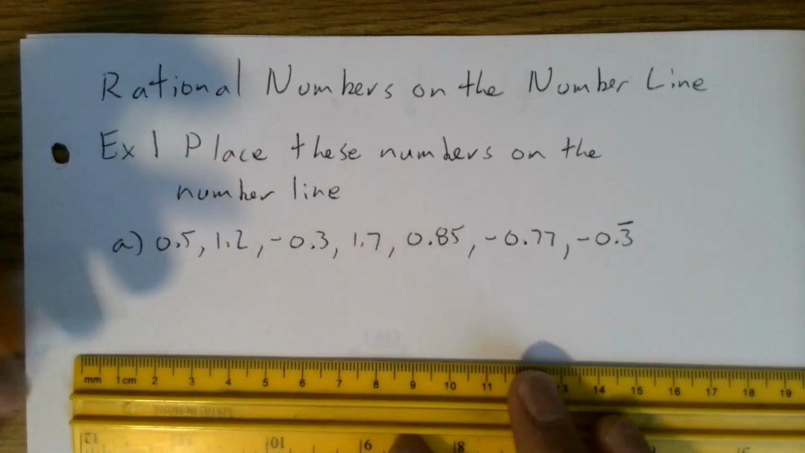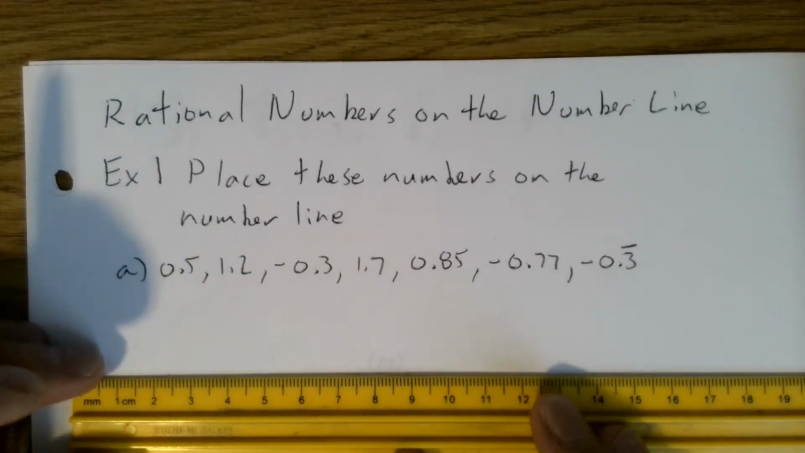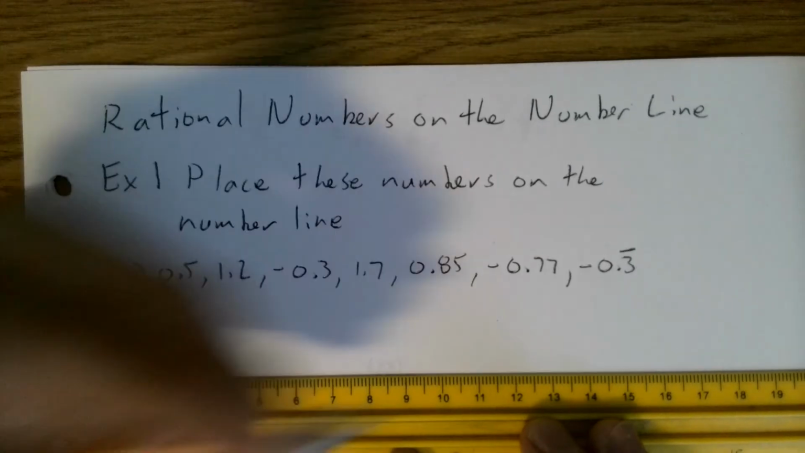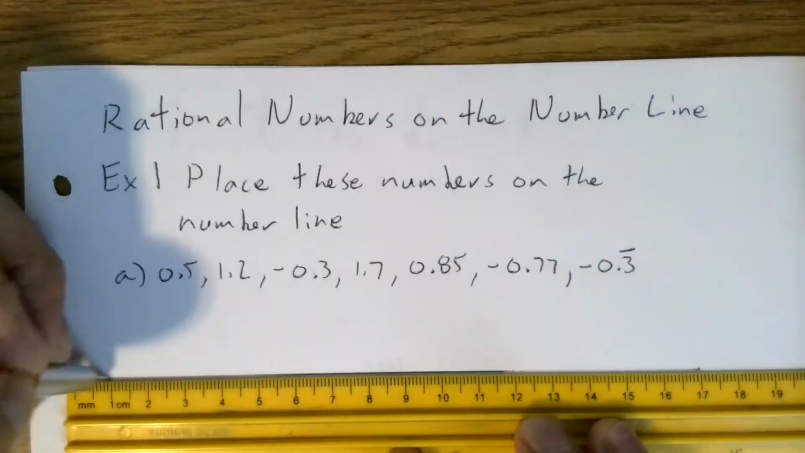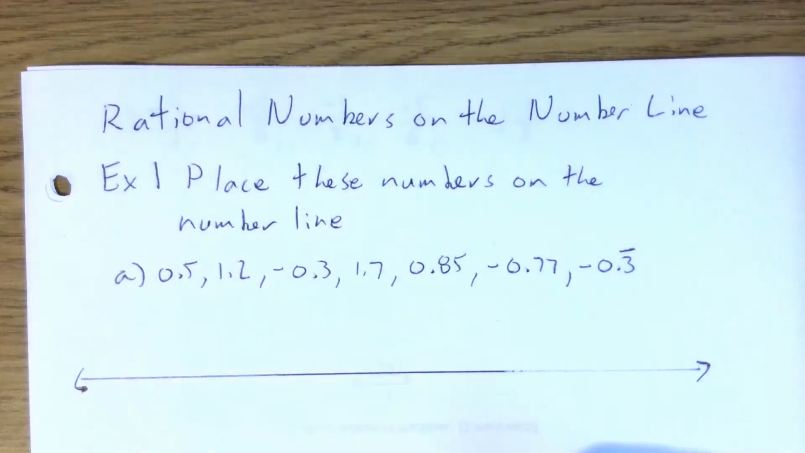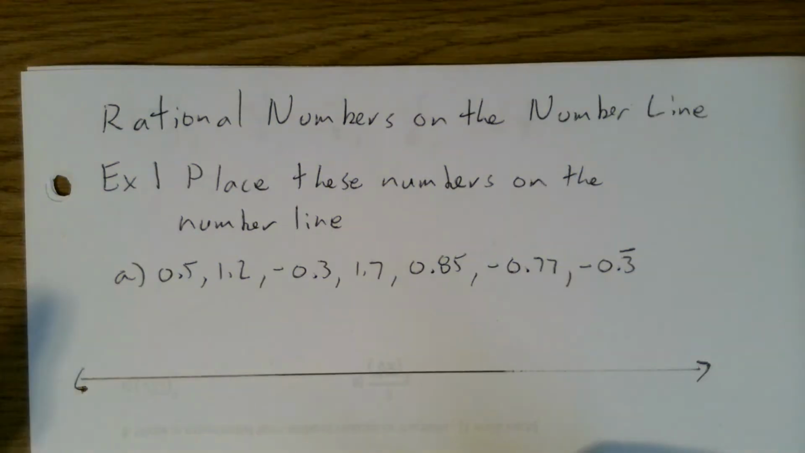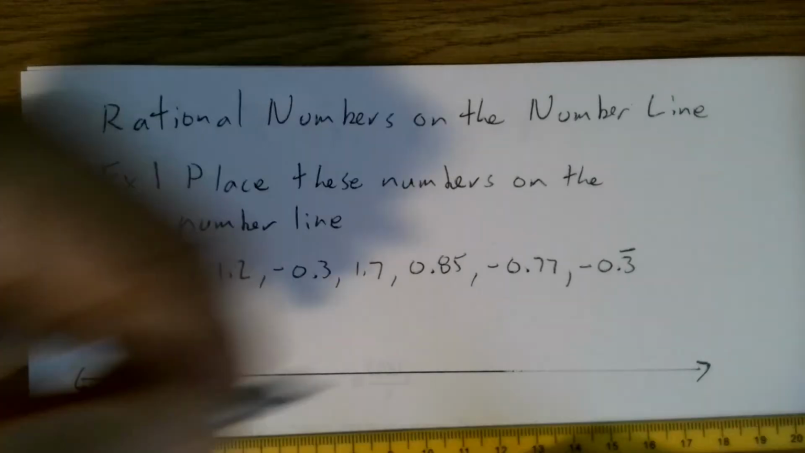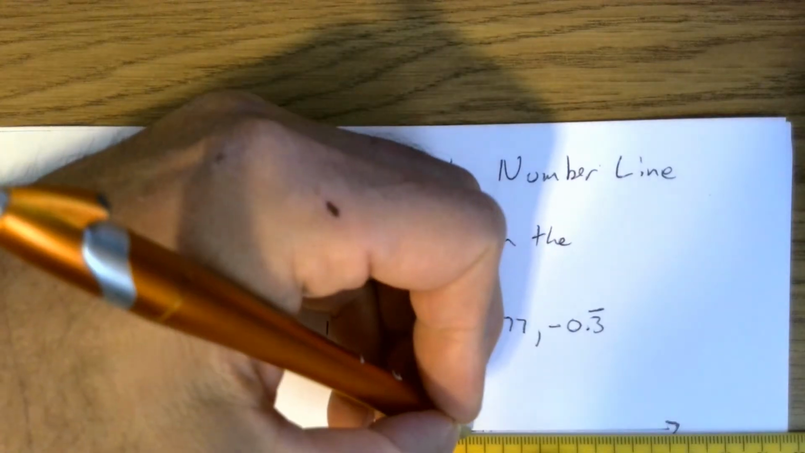You're going to want a ruler with centimeter markings on it. And I'm going to draw a nice long number line here. Throw arrows on the end to show that it keeps going forever in both directions. Okay, now we need to look at our number. That didn't really draw in very well. Let me fix that up.